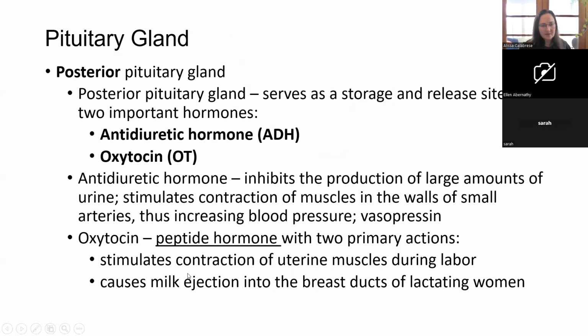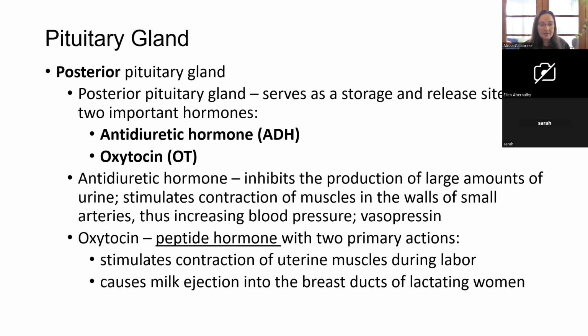The posterior pituitary just has 2 hormones. Those are going to be antidiuretic hormone and oxytocin. So antidiuretic does what it sounds like it does. It blocks diuresis, or urination. So it maintains water, right? Basically helps you hold on to fluid, and holding on to fluid increases your blood pressure.